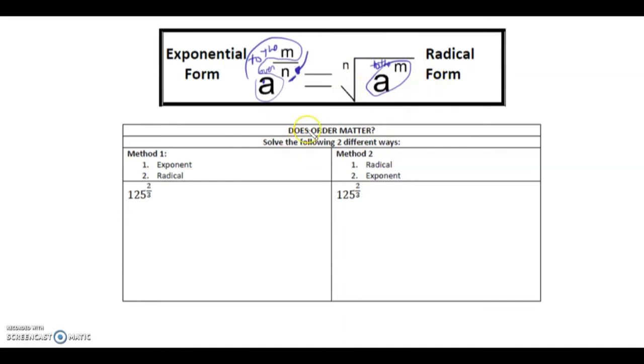Okay, so does order matter? Let's approach this exact same question. So 125 to the 2 over 3. We're going to solve this two different methods. Okay, first method, we're going to solve it doing the exponent first. So what's 125 to the 2 on your calculators? Okay, I get a really big one, 15,625.